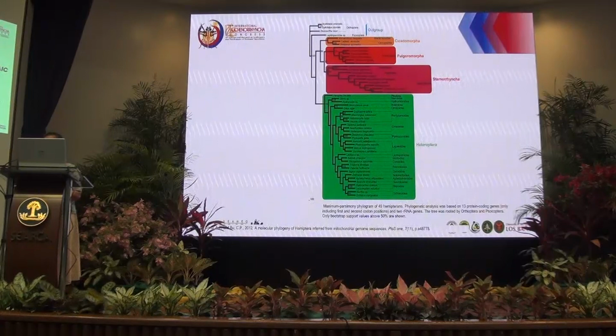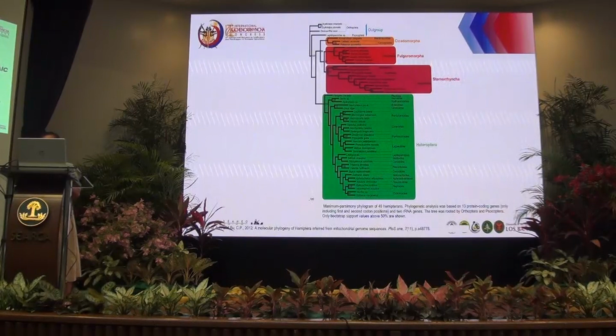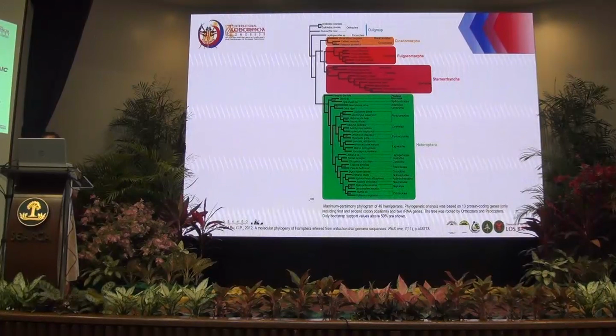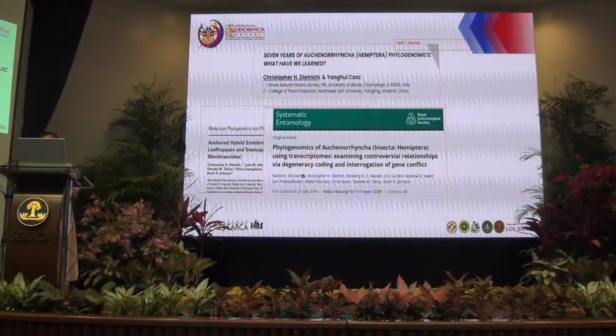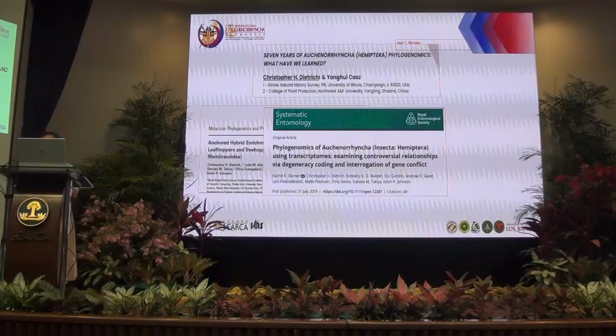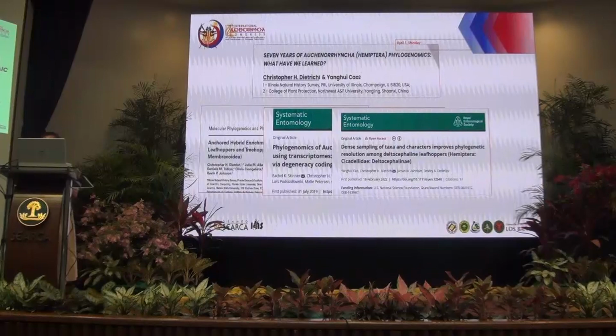The true hoppers include the two lineages, the Cicadomorpha, which includes the cicadas, leafhoppers, treehoppers, and the Fulgoromorpha, planthoppers. So the true hoppers are especially important as vectors of plant pathogens, and this phylogenetic analysis shown here was based on protein-coding genes of 49 hemipterans, but there are more recent studies, as we have seen from the previous talks, and some of these works are done by Christopher and his group. Shown here are some of the works using transcriptome sequencing, and these studies are very important because the phylogenetic and ecological structure of the insect host communities play a very important role in plant disease dynamics.